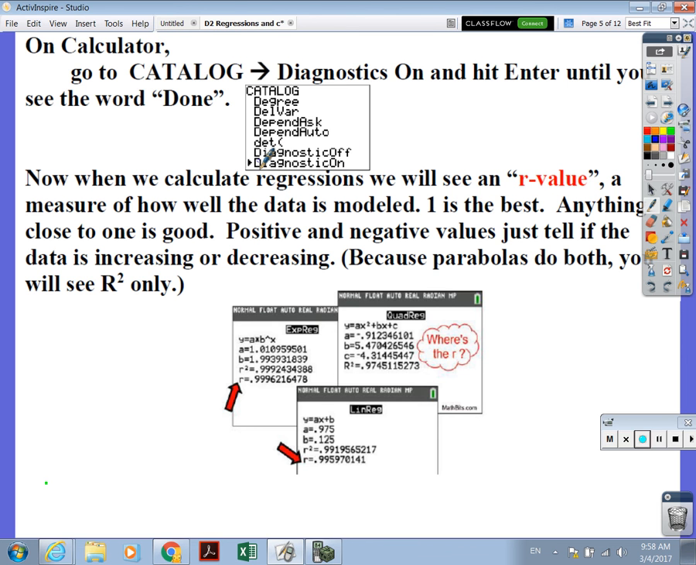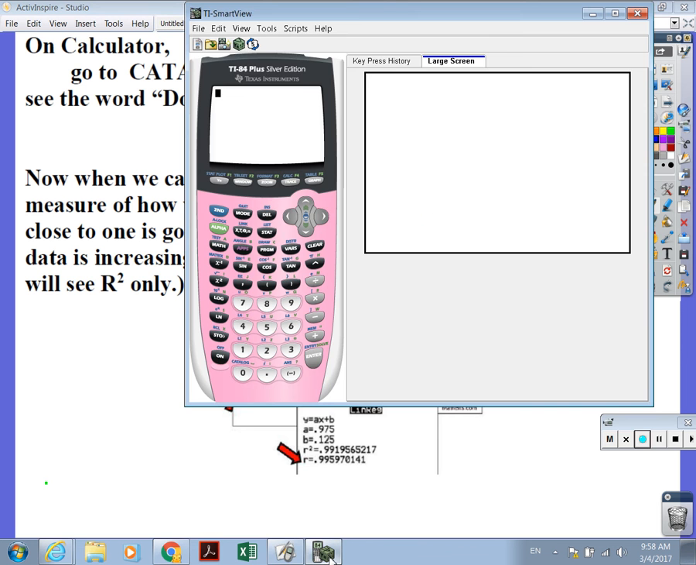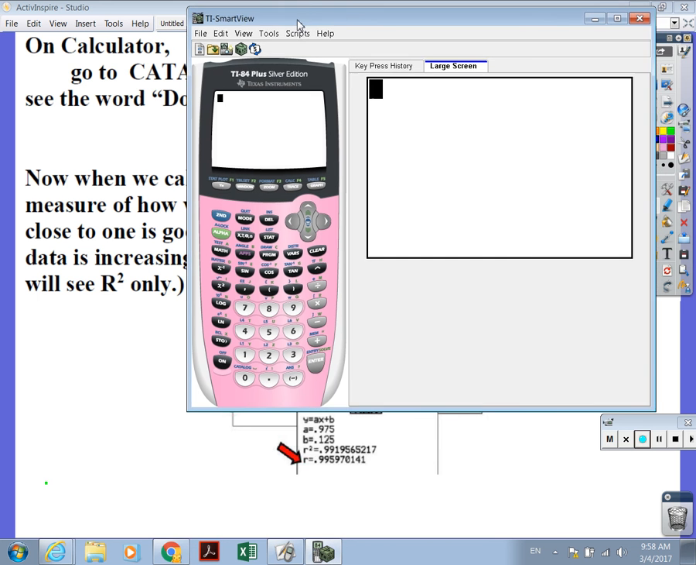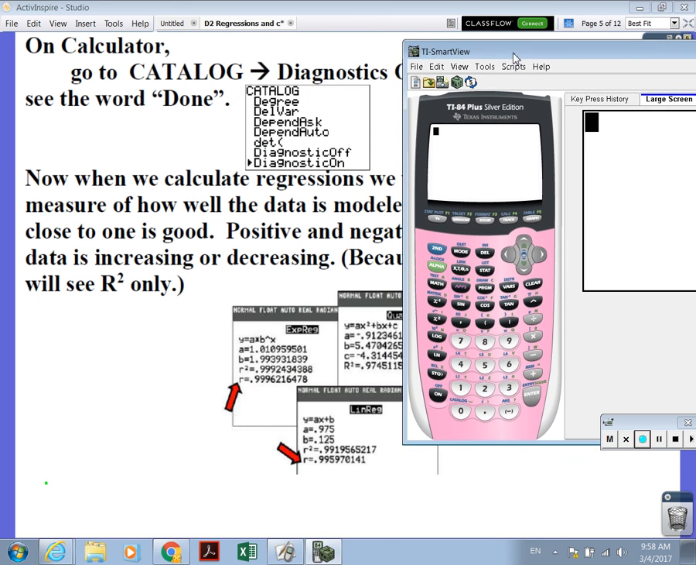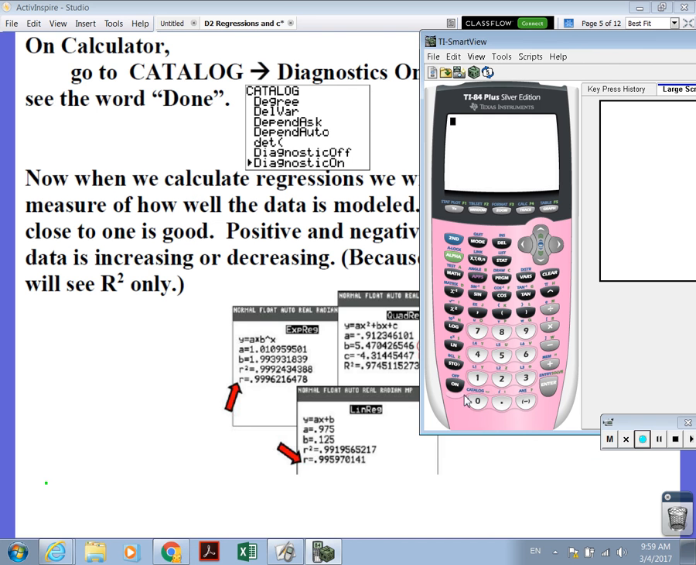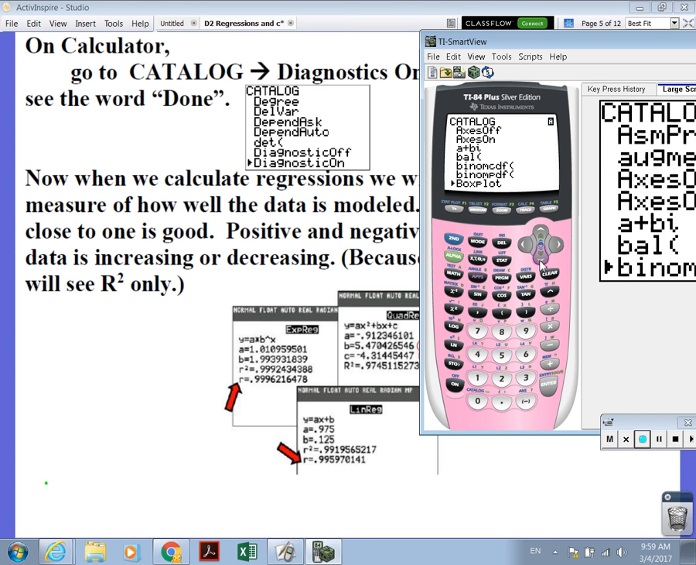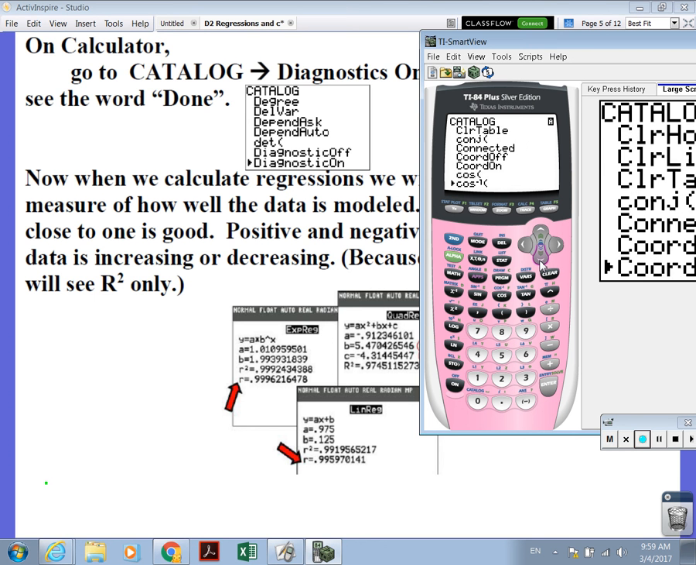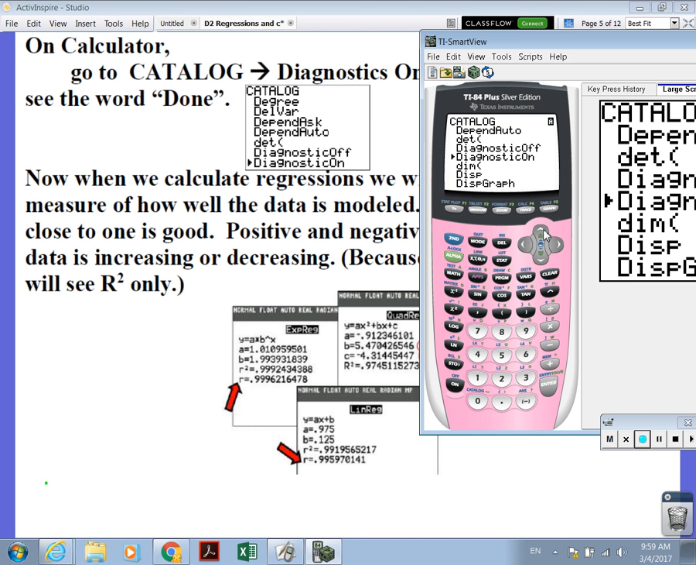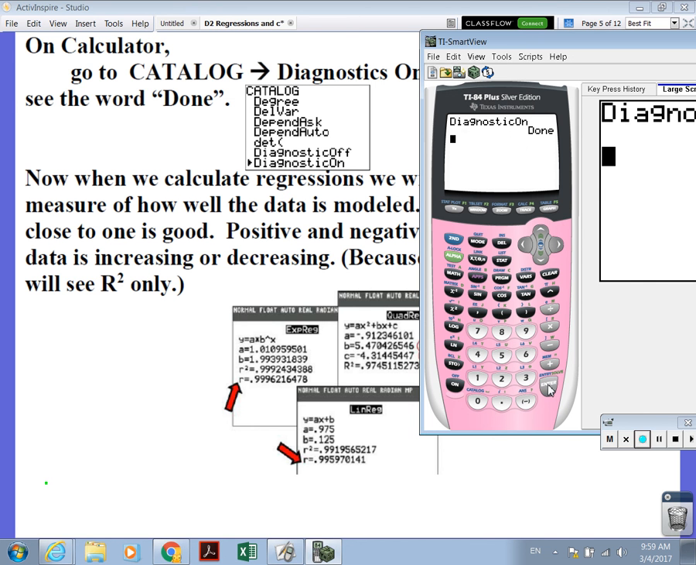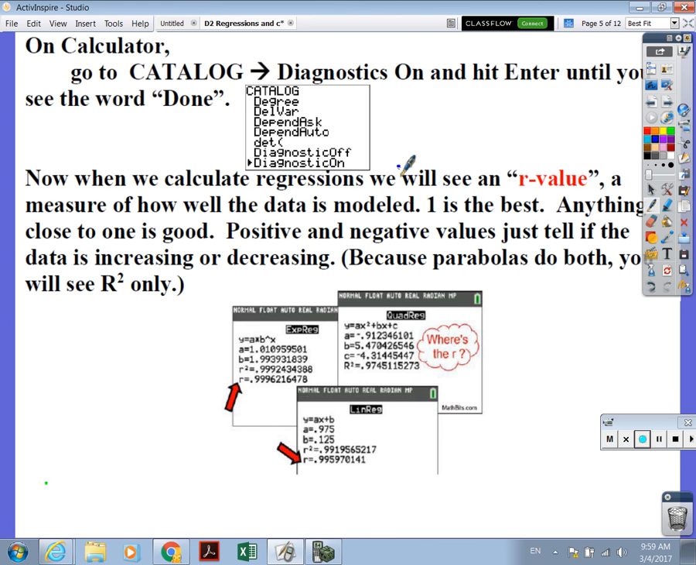You might not know that you have a catalog on your calculator, so I want everyone to go look down on the lower left side near where it says the 0 key, and there's your catalog. So if you go to catalog, it is an alphabetical listing of everything in there. Highlights of fun stuff to come in math. You want to go down to where it says diagnostics on, and you want to make sure you click it until it says the word done. Don't just highlight it, make sure you click it the second time and see the word done. So when you see the word done, you're good.